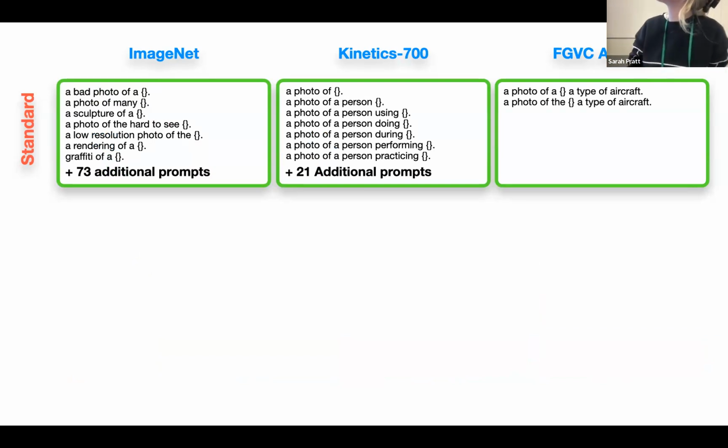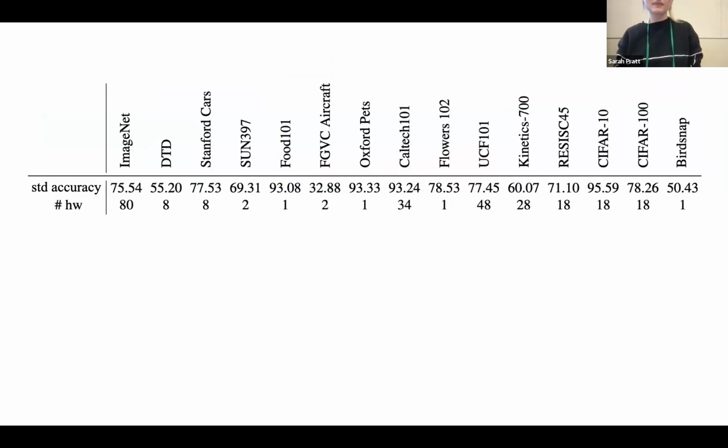And then for some data sets, they only use a few. So for this aircrafts data set, they actually only use 2. And here's the accuracy when using standard prompts across 15 different benchmarks. In the top row, we show the accuracy. And then in the second row, number HW is the number of handwritten prompts that are needed for that specific data set. So some of them are a lot, like 80 or 48 or 28, and some of them are fewer.